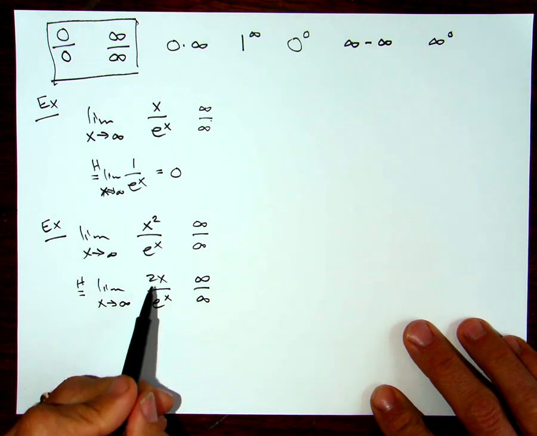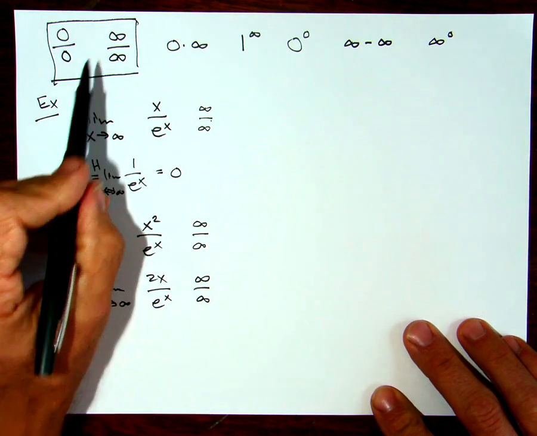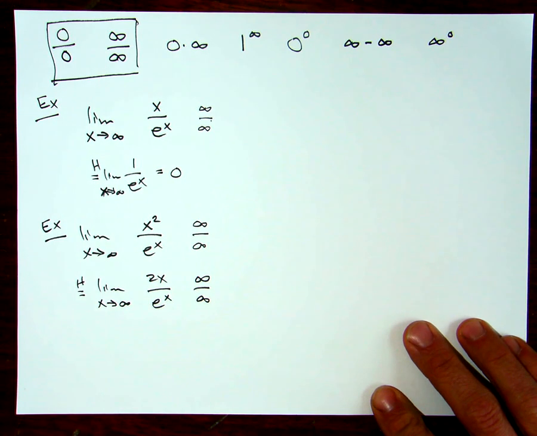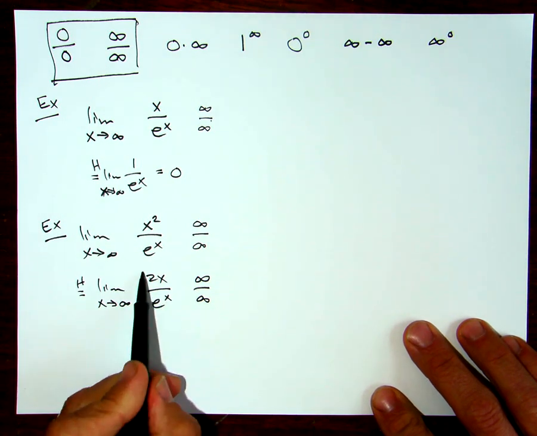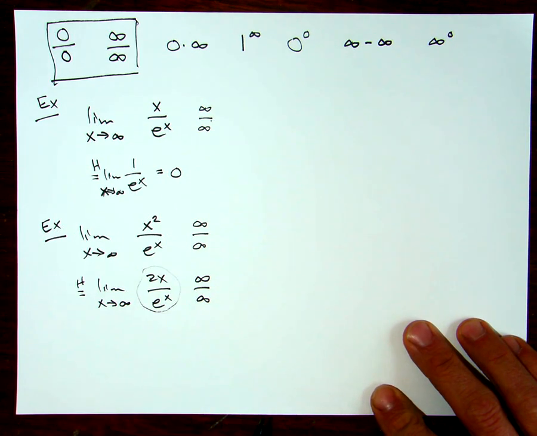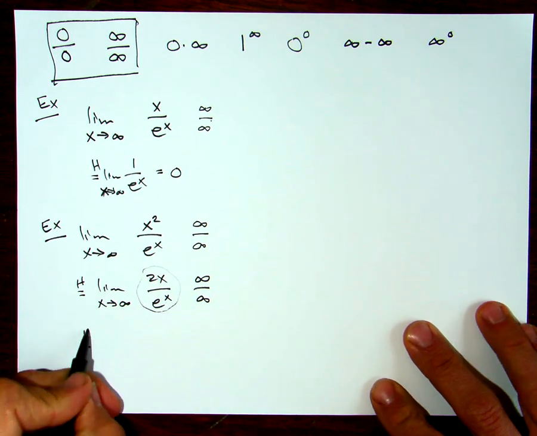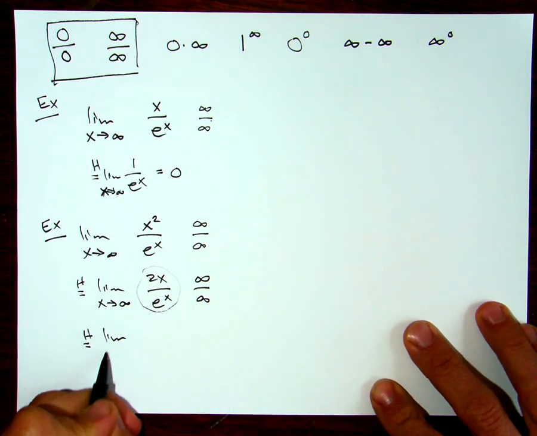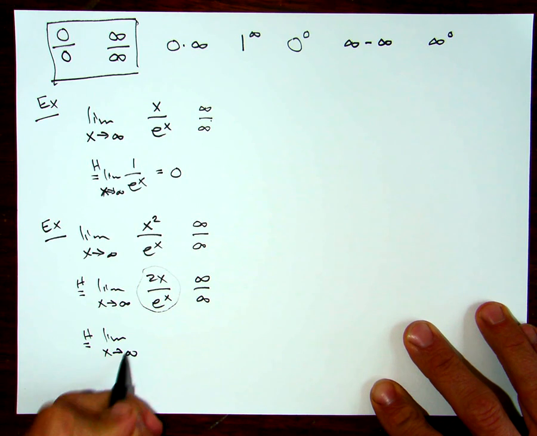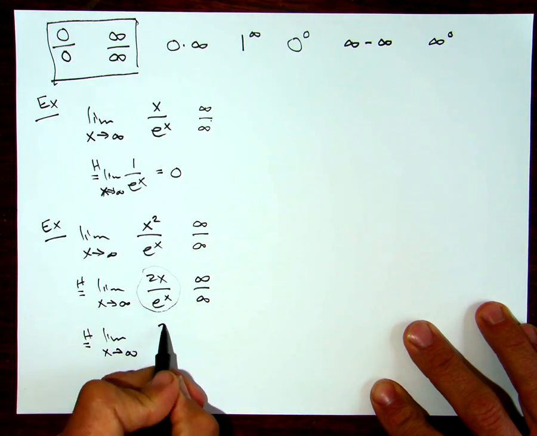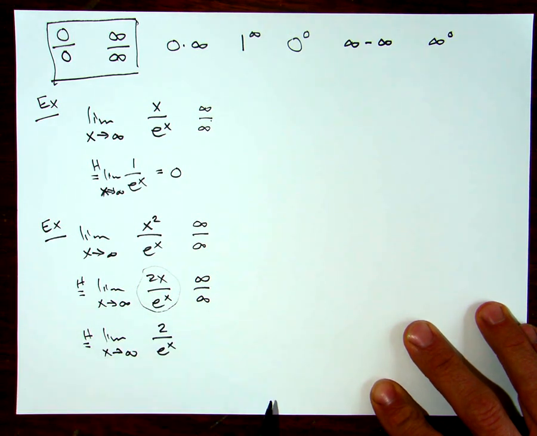Well, notice, this fits one of the forms that we need in order to apply L'Hopital's rule. So we can apply L'Hopital's rule again to this function. So let's do that. We have the limit as x approaches infinity, and now I take the derivative of 2x, that's 2, and the derivative of e to the x is still e to the x. So again, 2 is constant, e to the x blows up to infinity, so this whole ratio will go to 0.